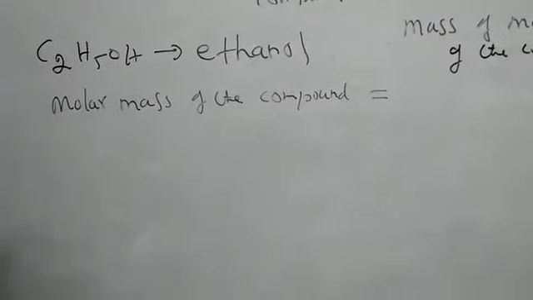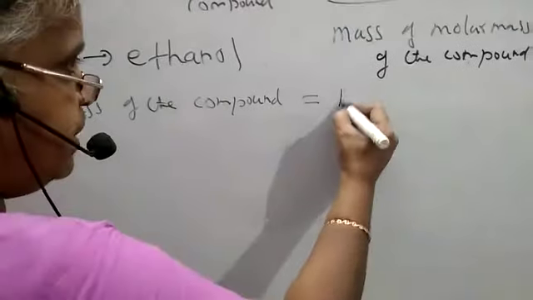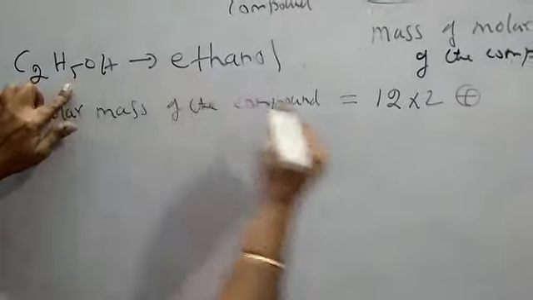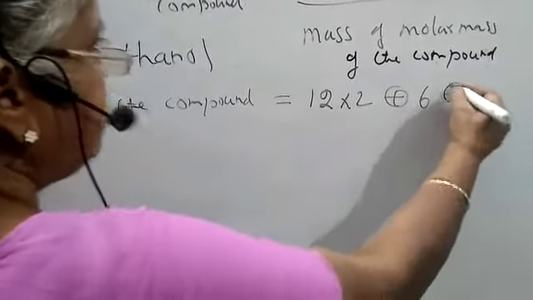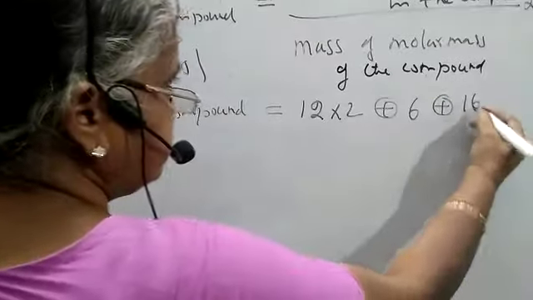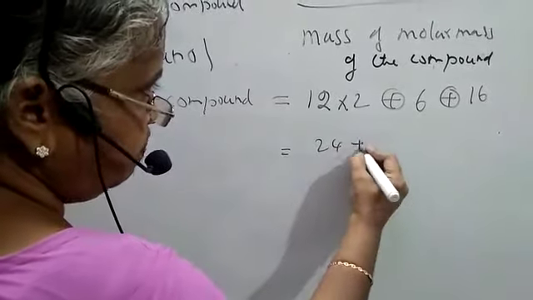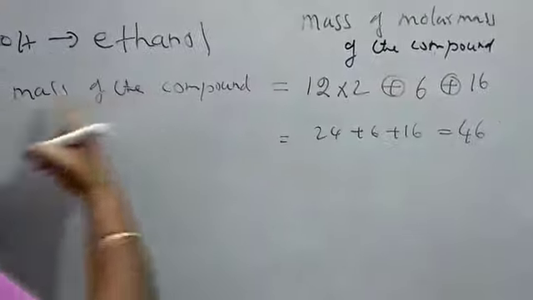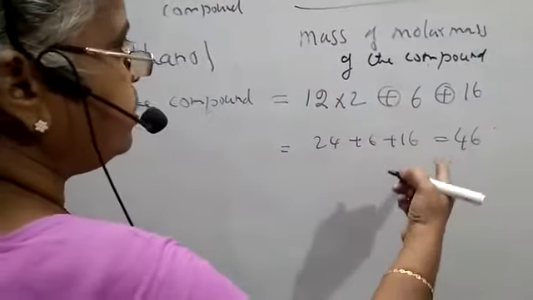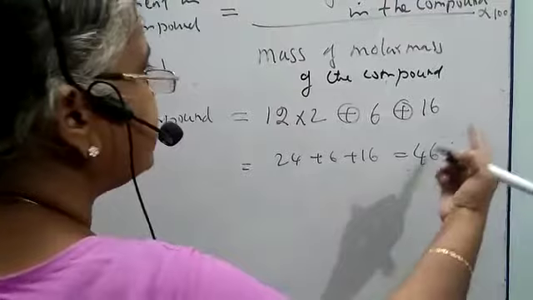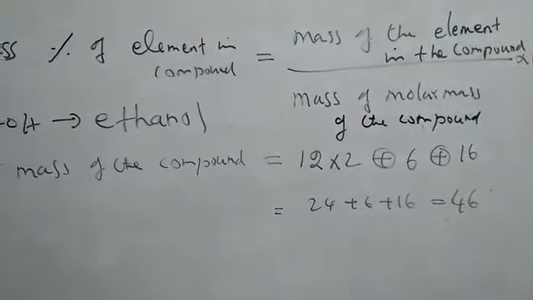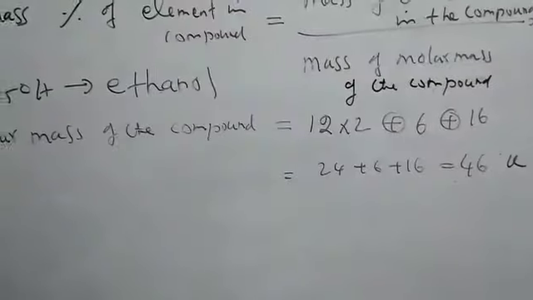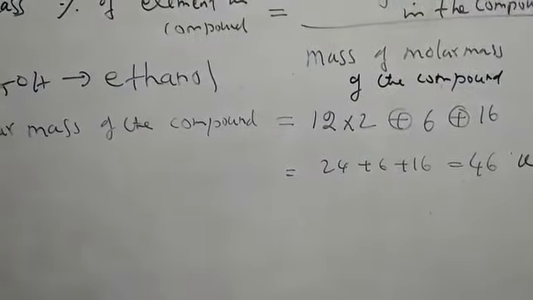Compound is equal to 2 carbon. 1 carbon is 12 into 2 plus, okay, total hydrogen is 5 plus 1, 6. I am taking 6 as it is. Plus, your oxygen is 16. You find out this is 24 plus 6 plus 16. Okay, 46. So, your molar mass of the compound is 46 gram per mole. You can take it as unified mass, depends upon the question. Okay, so now 46 I am taking as a unified mass itself. Your molar mass of your ethyl alcohol is ready.